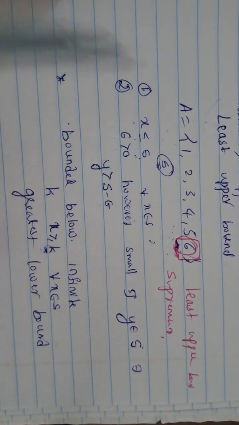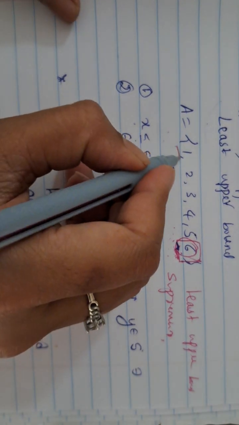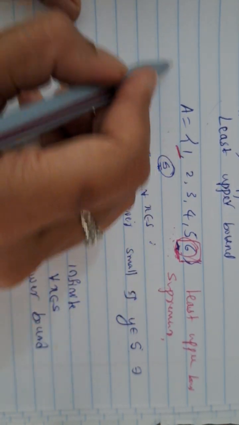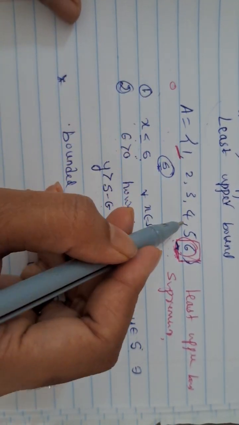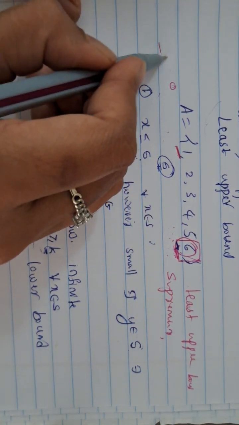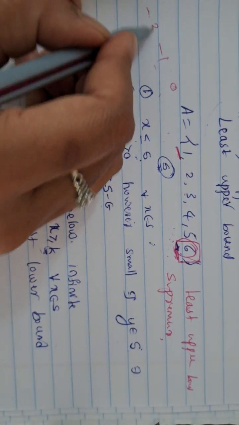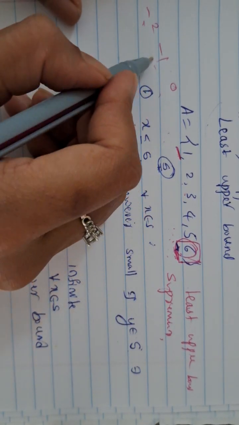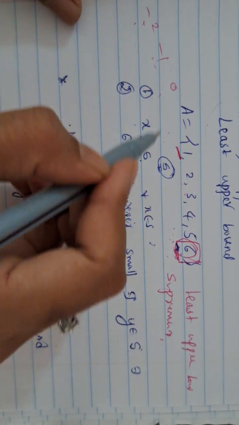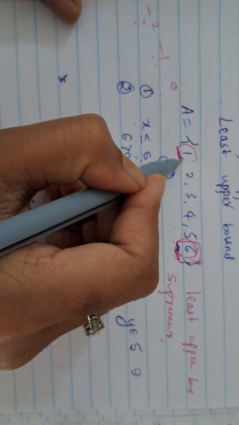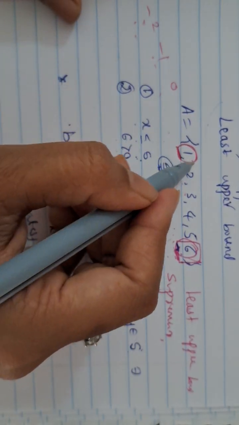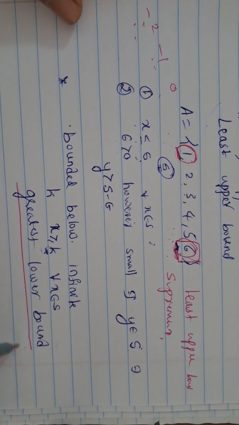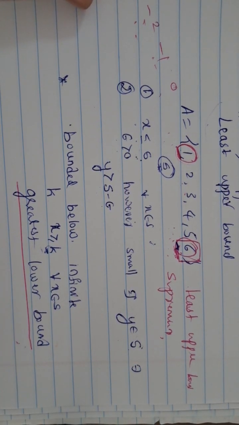For example, in this case, 1 is the bound. Any number which is less than 1, say 0, is also a lower bound. If I take negative 1, this is also a lower bound. Negative 2 is also a lower bound. So 0, negative 1 and negative 2 are lower bounds. But which one is the greatest among them? 1 is the greatest among them. That's why it is called the greatest lower bound. So that is very important.